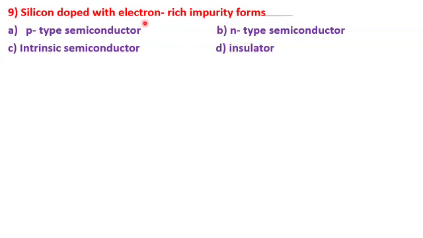So here, electron-rich means we have to dope silicon with a pentavalent impurity, which will give rise to the formation of an N-type semiconductor, where the conductivity is due to the movement of electrons within the structure. Hence the answer is B, N-type semiconductor.